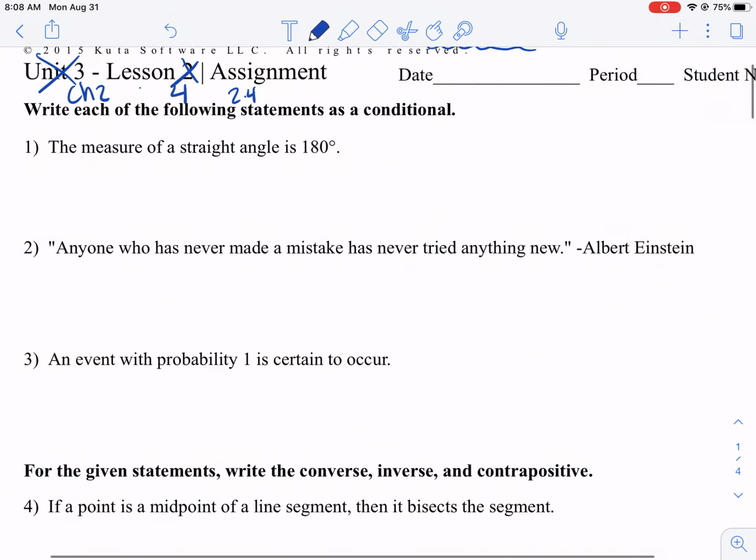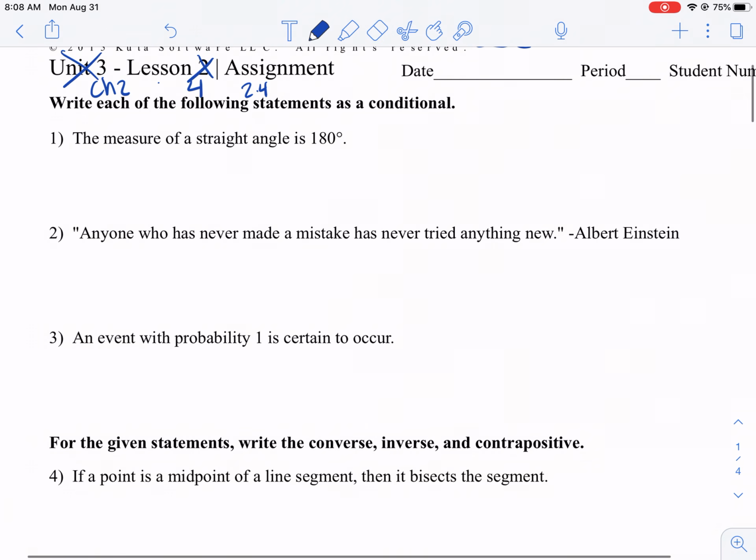It says write each of the following statements as a conditional. We've already done a video on what conditional means, so we'll give just a brief review, and then we're going to move on to a little bit more important matters. So number one, the measure of a straight angle is 180 degrees.